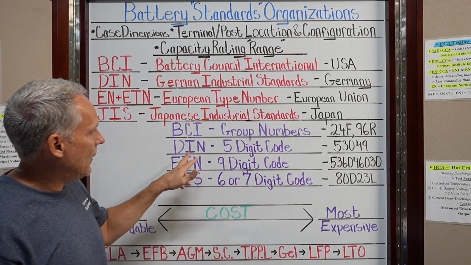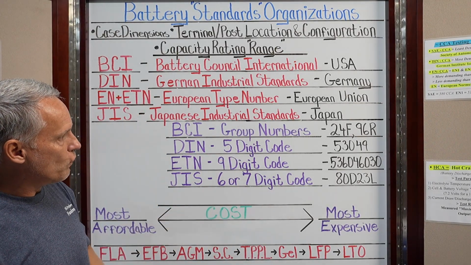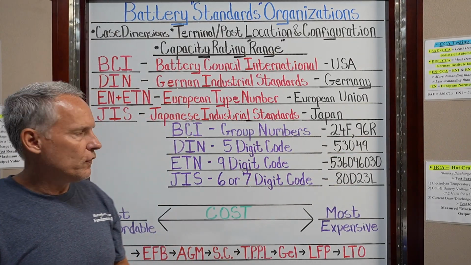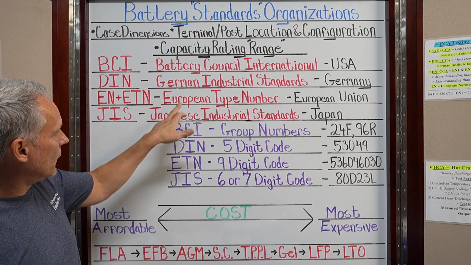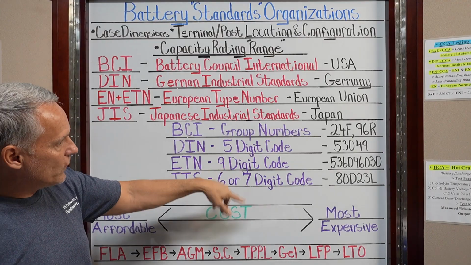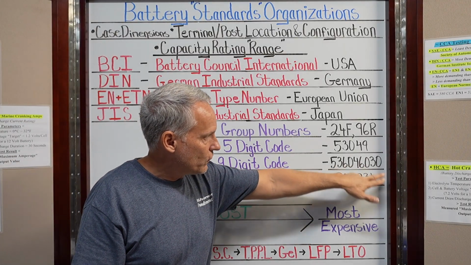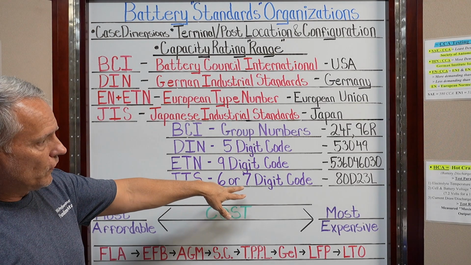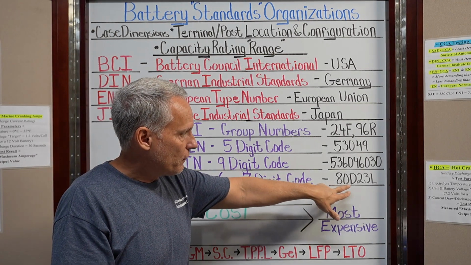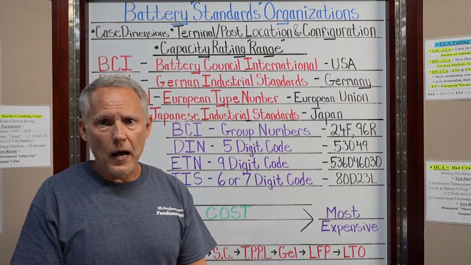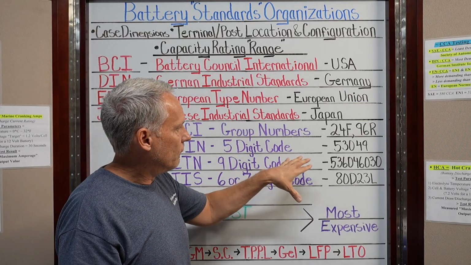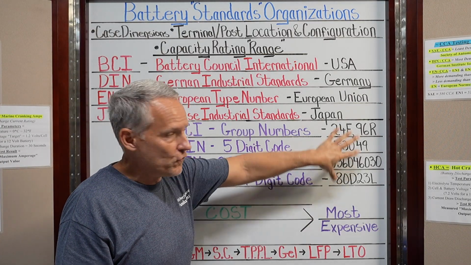So in the DIN, they use a 5-digit code, not a group number. Here's an example of a 5-digit code from a DIN battery standard. ETN, or like I said, European Type Number, 9-digit code. Here's an example of what their 9-digit code would look like. And then your Japanese Industrial Standard, they'll use a 6 or 7-digit code, and this is an example of a 6-digit code. Now, I'm going to go ahead and break all that down a little further to give you a better idea of what these numbers mean.